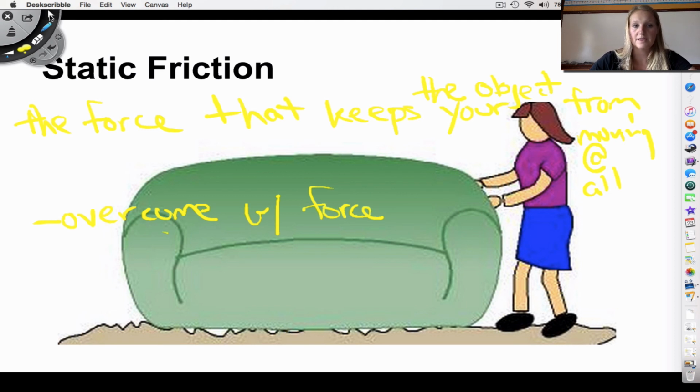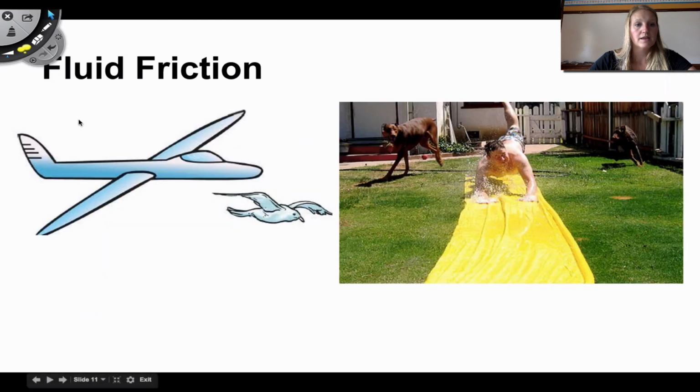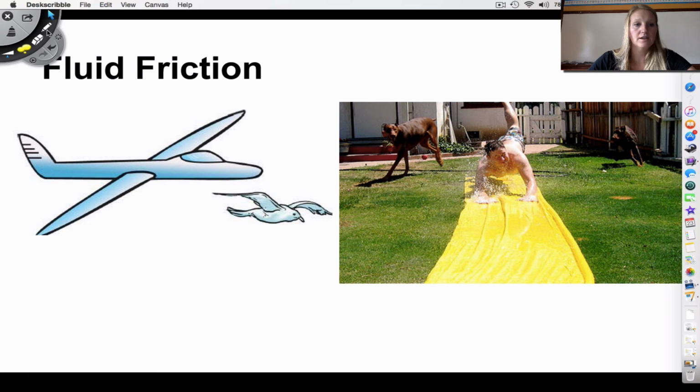But there is a static friction as well. Okay, the next friction is, I think, one of the cooler ones. This one is fluid friction. Okay, fluid friction occurs in two types of fluids.